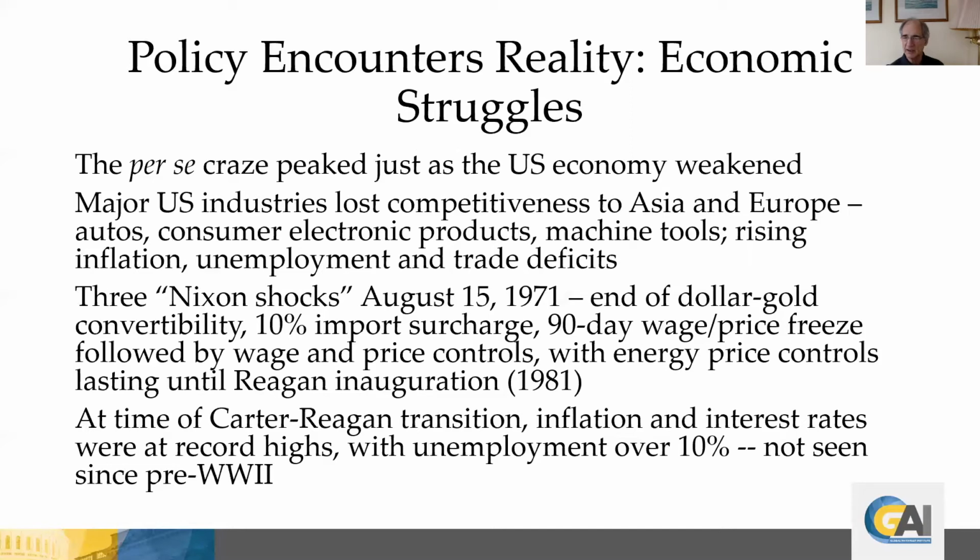In fact, this is symbolized and to some extent exacerbated by the so-called Nixon shocks that were announced in August of 1971. The Nixon administration ended dollar gold convertibility, imposed a 10% import surcharge as a way of combating these trade deficits and the loss of competitiveness, and actually imposed a 90-day wage and price freeze, which was followed by a period of wage and price controls.